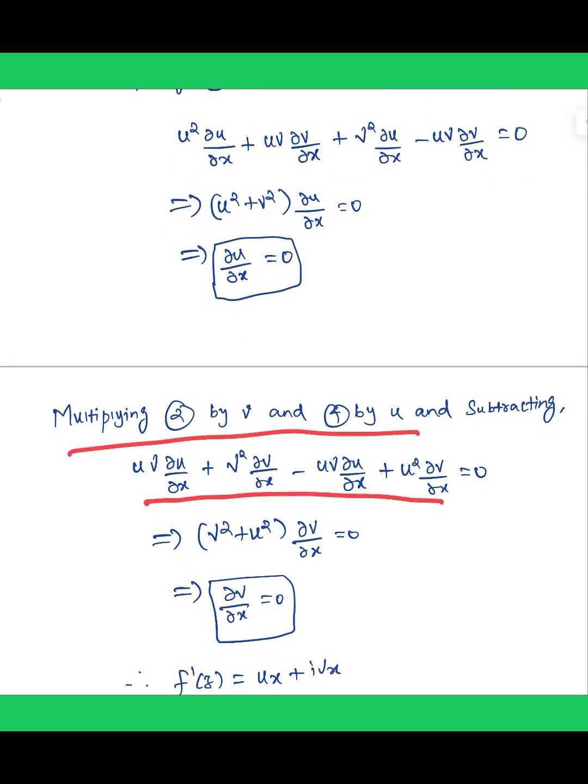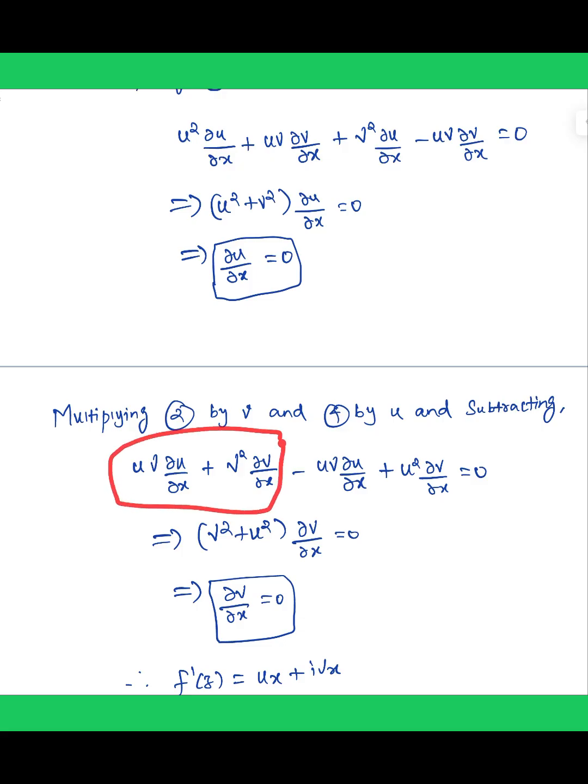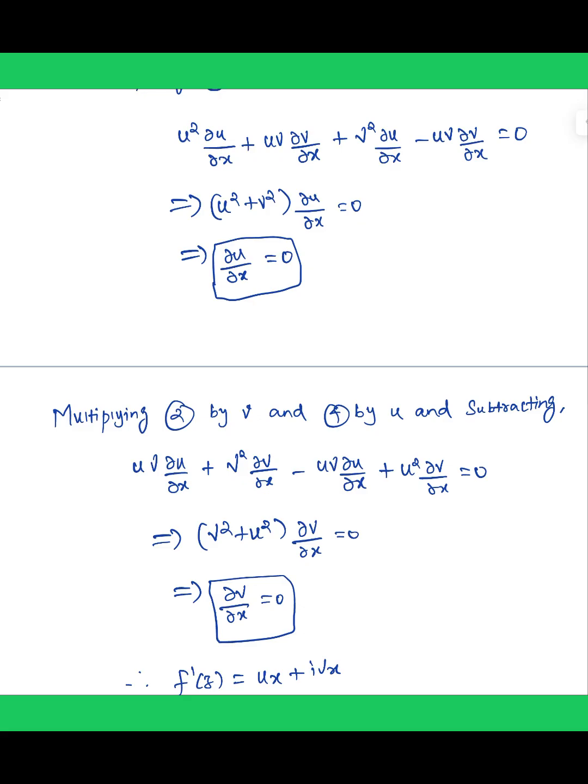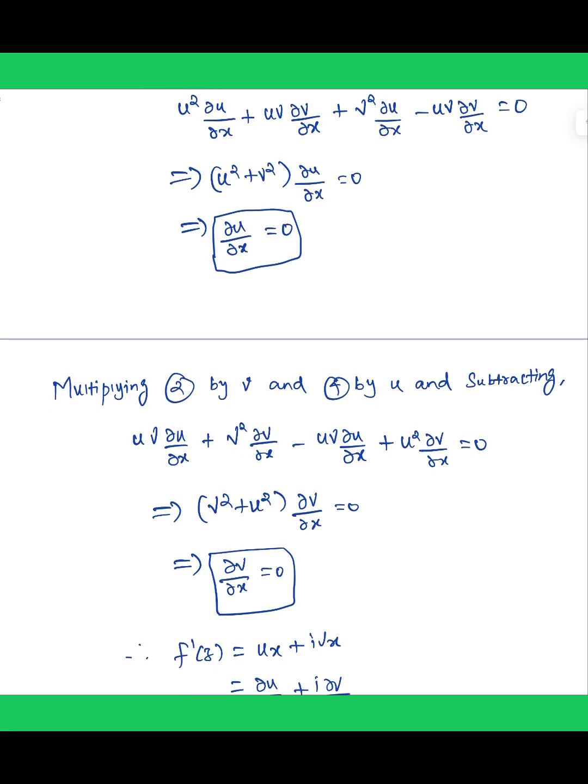And after doing this, what I'm going to do is subtract equation 4 from 2. That means 2 minus 4, after multiplying by this v and u. So when you do that, what is happening here? You can see very well that uv ∂u/∂x and minus uv ∂u/∂x get cancelled, and you also have (v² + u²) ∂v/∂x, which is equal to 0.